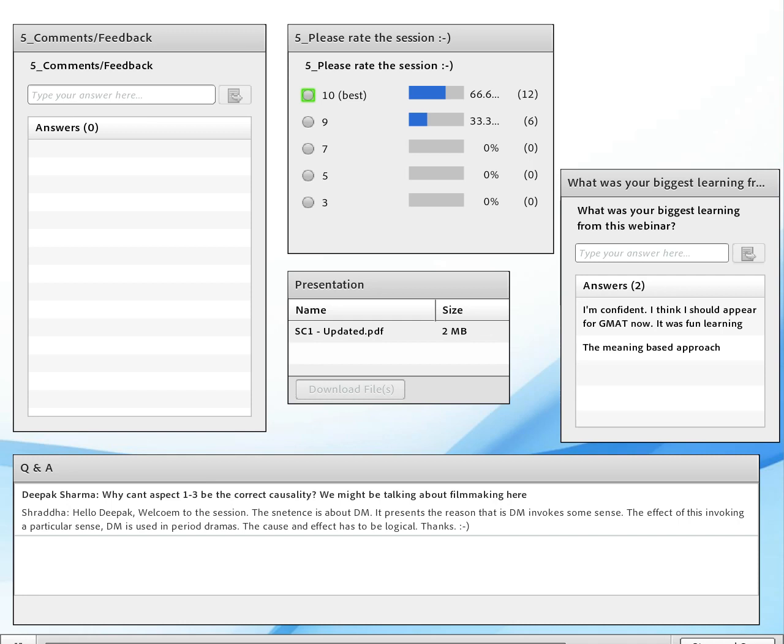Good, I'm glad. I'm confident. I think I should appear for GMAT now. It was fun learning. Good. The meaning-based approach, very nice.